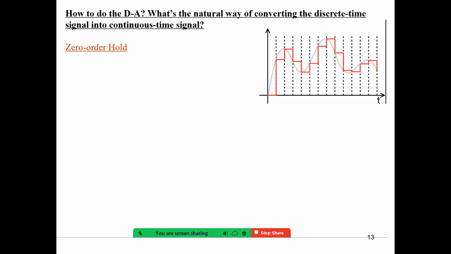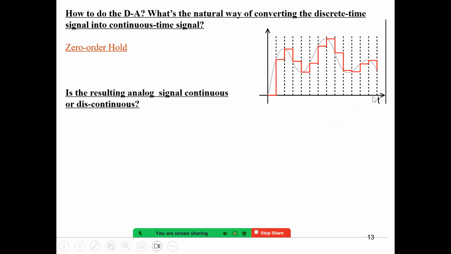Now, let's do the other side. How do we convert the digital signal to an analog signal? What is the natural way of converting the discrete time signal into a continuous time signal? What's the simplest way? Exactly, the simplest one, we put a zero order hold like this. At this moment, I know the signal, I hold it as a constant until the next sample instant. I get a new signal, then I hold it as a constant.